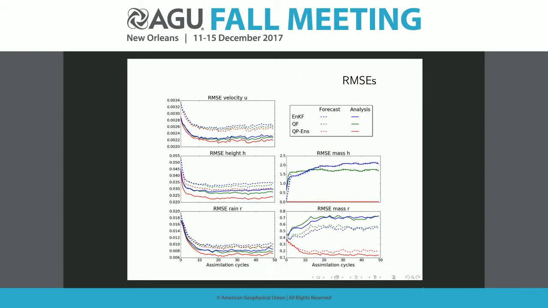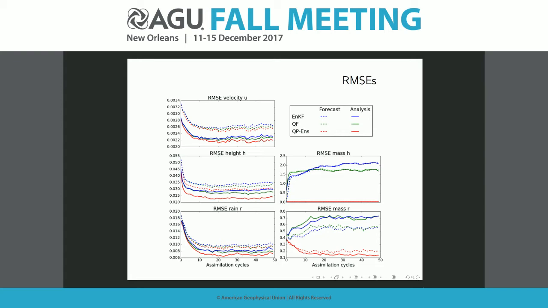Okay, so of course, this can be seen as well in the RMSEs, where for each of the variables, in the red, the QP ensemble results are given, and in the blue, the ensemble Kalman filter results. I would like to point out the pictures on the right, where we see the RMSE of the mass. In this model, rain can become negative, and we set it to zero when we apply the ensemble Kalman filter, and this results in this increase in mass, the blue line in the RMSE.